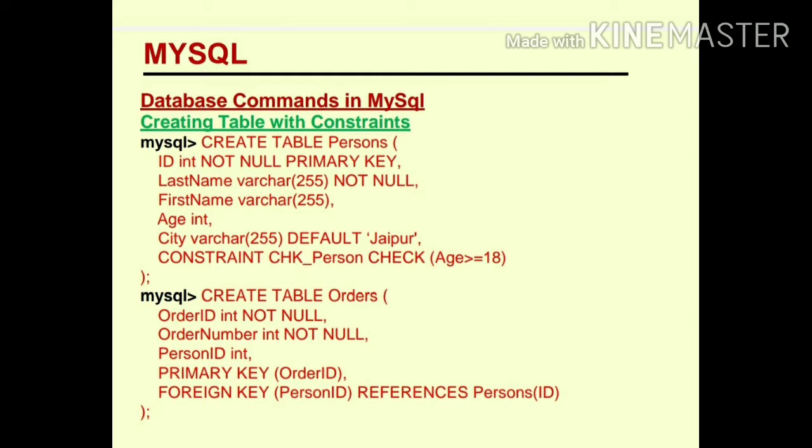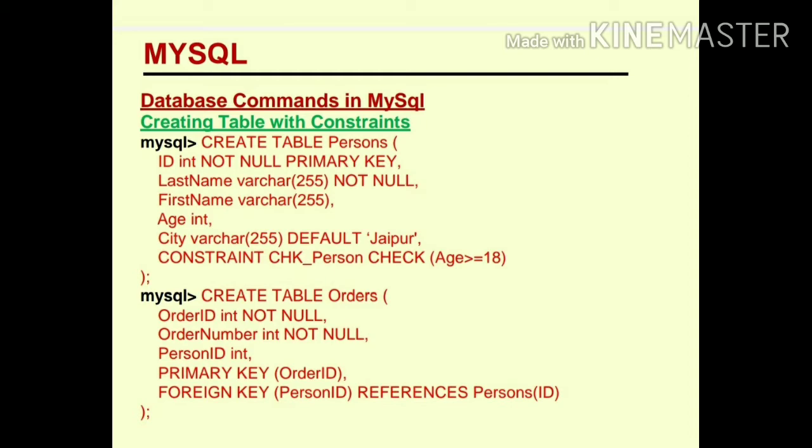Now after the comma, constraint. Constraint is used to give a name to a constraint. So here we are giving the name chk_person to the check constraint. Now we are applying the check constraint on age. We are writing age in brackets, greater than or equal to 18. Means when the user inserts any value in age, the value should be greater than or equal to 18. Bracket and then semicolon. The definition is over. Now this is the parent table. Now we are creating another table, orders.